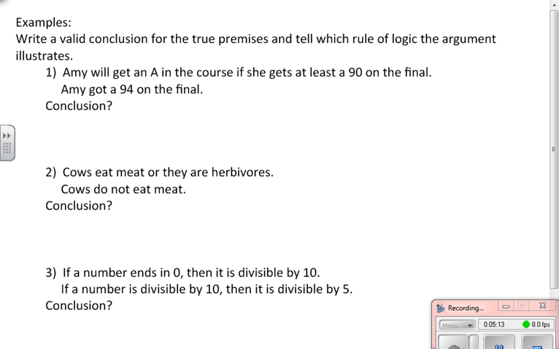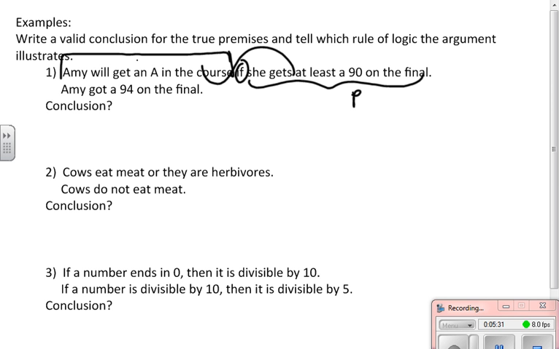For example, we're going to write a valid conclusion for the true premises and tell which rule of logic the argument illustrates. Amy will get an A in the course if she gets at least a 90 on the final. So this has that inverted order. I'm really thinking this is my P and this is my Q. So P implies Q. If she gets at least a 90 on the final, then she'll get an A in the course.